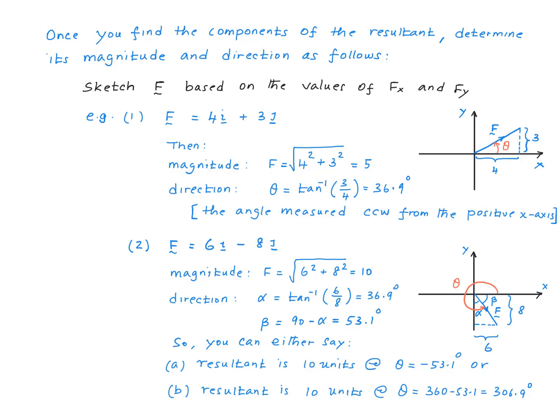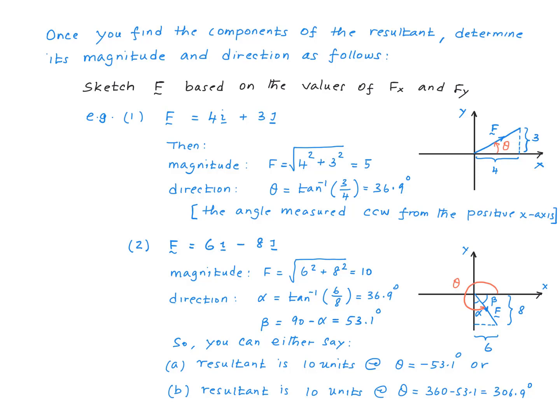Alright, so in this first example, it's fairly straightforward. We have a positive x component, which is 4, right? And we have a positive y component, which is 3. And therefore, your vector F plots like this. The magnitude is the length of the vector, right? Which by the Pythagorean theorem is the square root of 4 squared plus 3 squared. So we get a value of 5 for the magnitude.